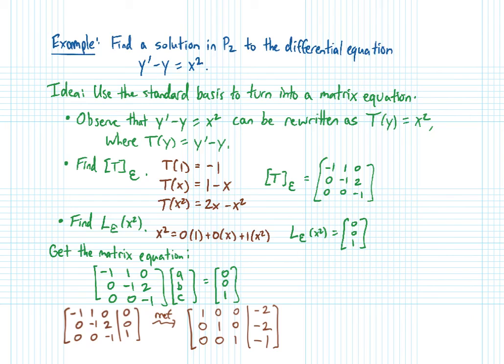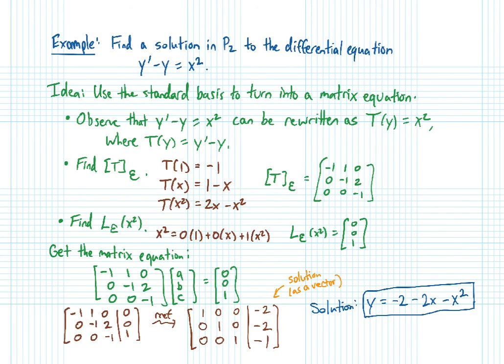So this is an upper triangular matrix, and so it's actually not that bad to solve by hand, but you can also just write down the augmented matrix, put it into reduced echelon form, and get the solution. And so the solution is minus 2, minus 2, minus 1, but that's the solution as a vector. We want the solution as a function that solves the differential equation. And so to do that, we need to turn this vector back into an element of P2 using the coordinate transformation in the inverse direction.